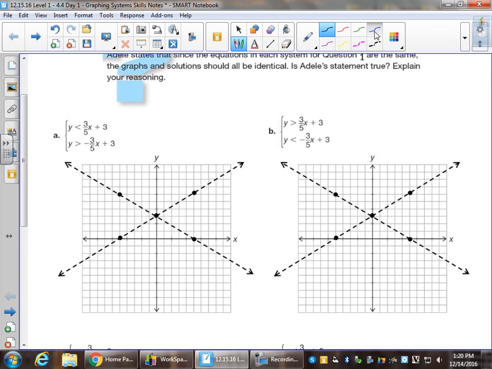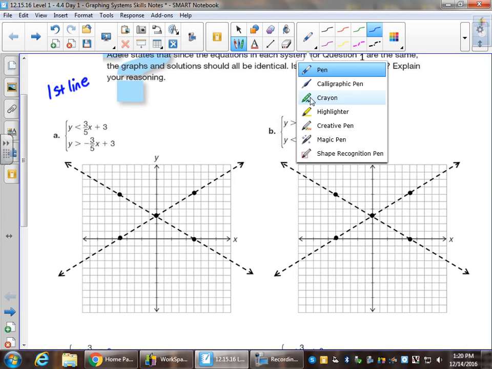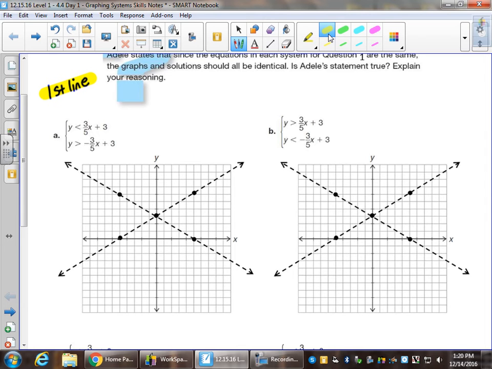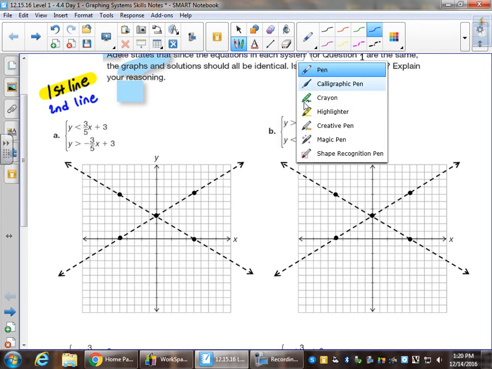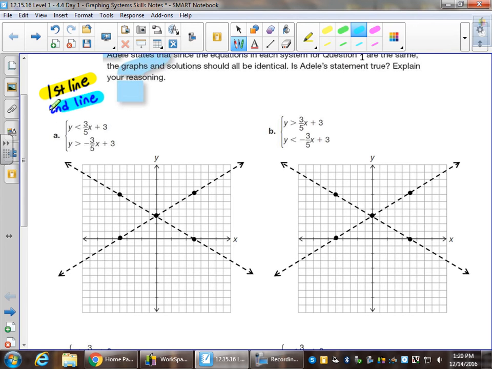So for me, I'm going to create just like a little key here, okay? First line, I'm going to make them yellow. And second line, blue. Okay, so every system, we're going to have two lines, and we're going to make sure we color code. So to figure out which line matches, this says y is less than 3/5 x plus 3.